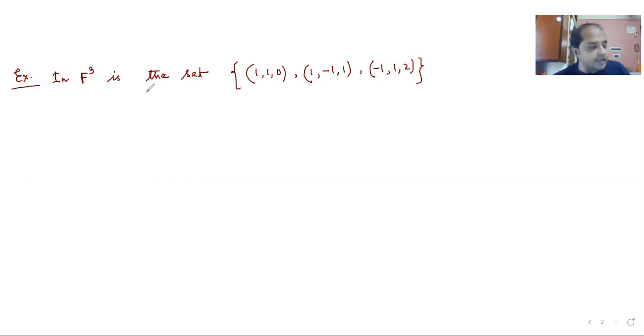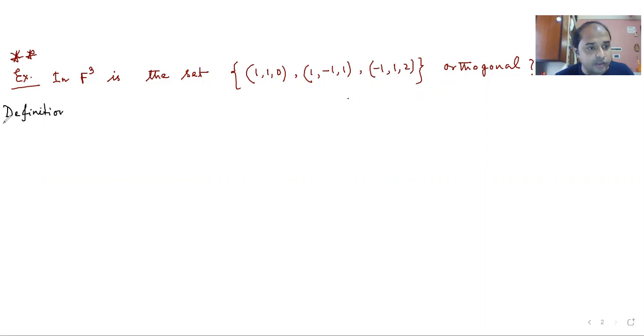in F3, is the set orthogonal? Is the set orthogonal? Okay, this I am going to prove. I'm going to show you this example now. This is a very important example, and for this I need to give you the definition of orthogonality in the inner product space.